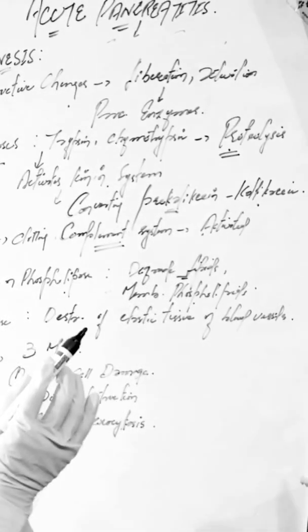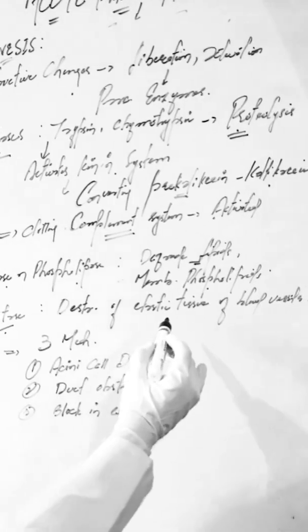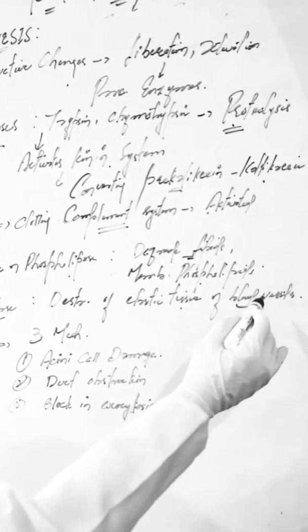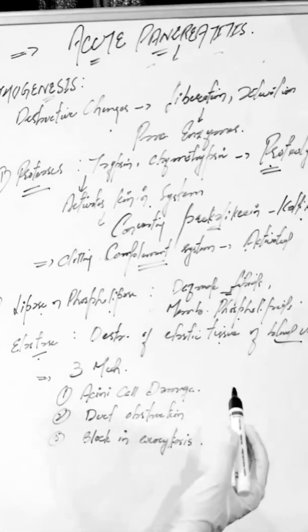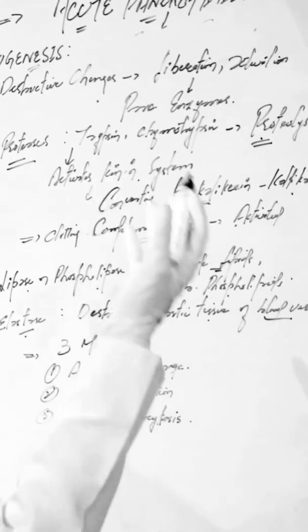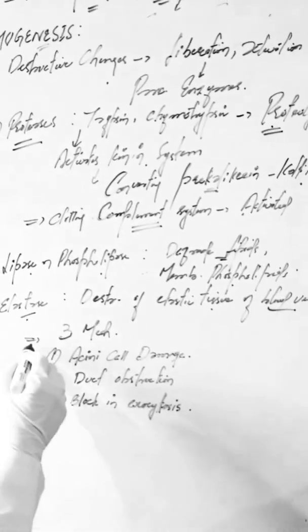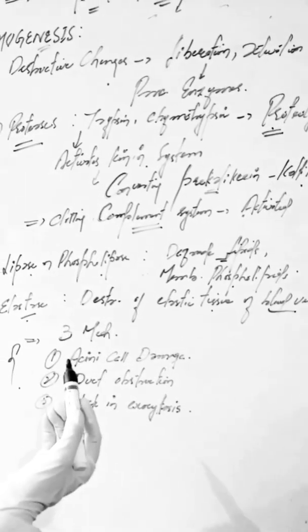And the third enzyme, which is the elastase, it causes destruction of elastic tissue of what? Elastic tissue of blood vessels. Okay. Now the activation and release of these enzymes is brought about by one of the following mechanisms. One of the three mechanisms will cause all these changes, the destruction of the pancreas.